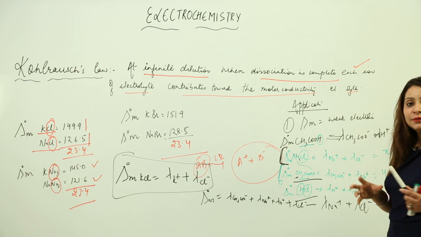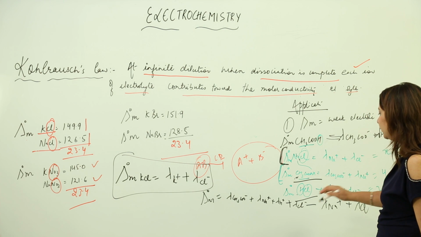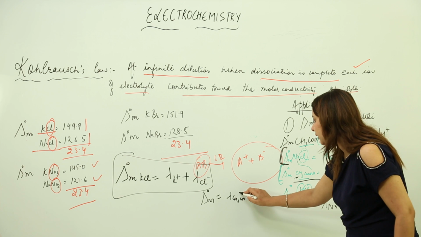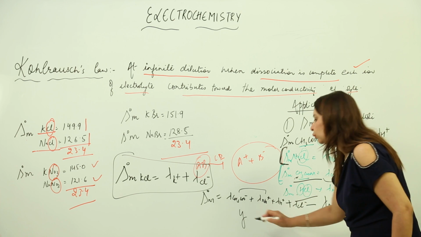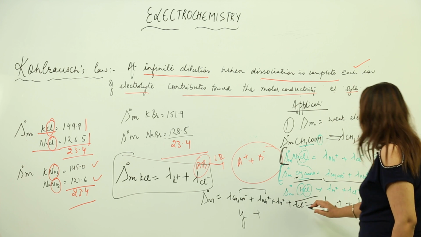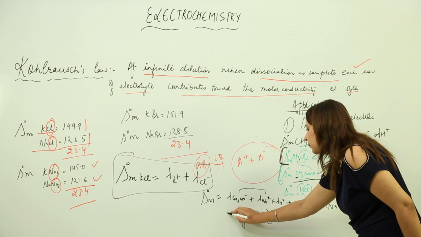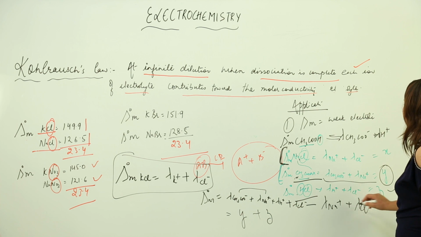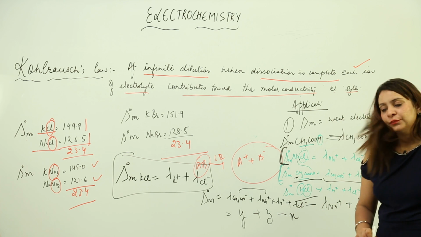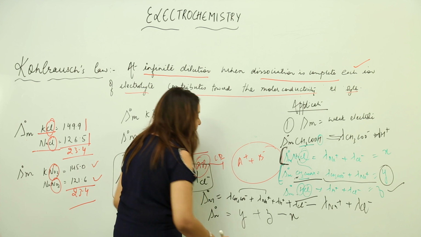Now if we write the values in terms of x, y, z: the first equation, CH3COONa, is y, so I write y in its place. For the other one, H positive and Cl negative, the value is z, so we add z. Na and Cl is x, so let's subtract x from here. How will you know that this gives the molar conductivity of CH3COOH?